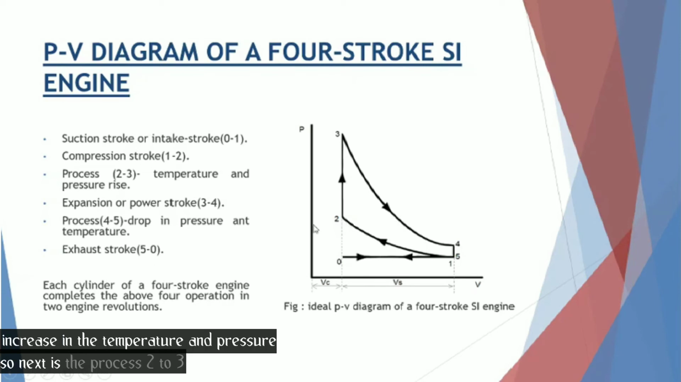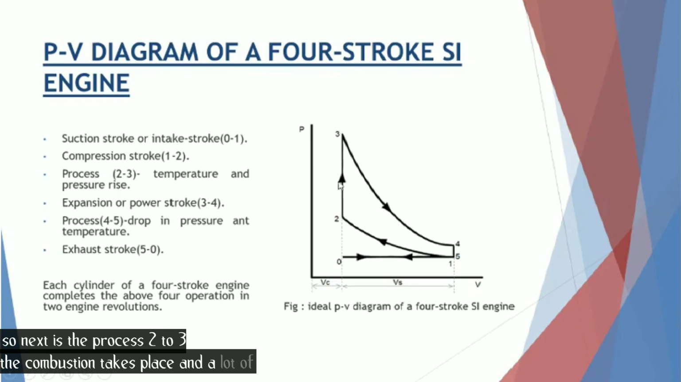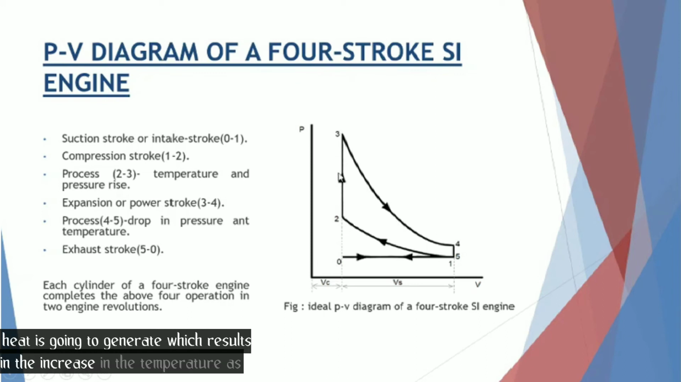So next is the process 2 to 3, where the combustion takes place and a lot of heat is going to be generated, which results in the increase in the temperature as well as the pressure. So 2 to 3. Next is the expansion stroke. It is also called a power stroke, where the piston is going to move from top dead center to the bottom dead center. Next is 4 to 5.